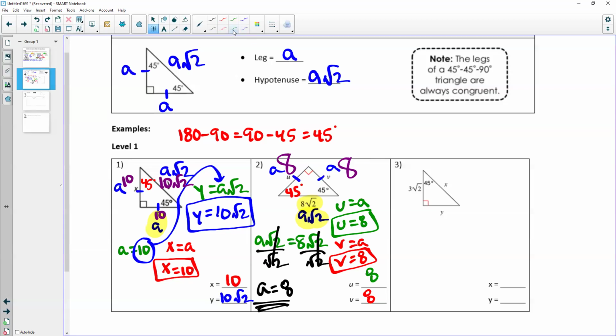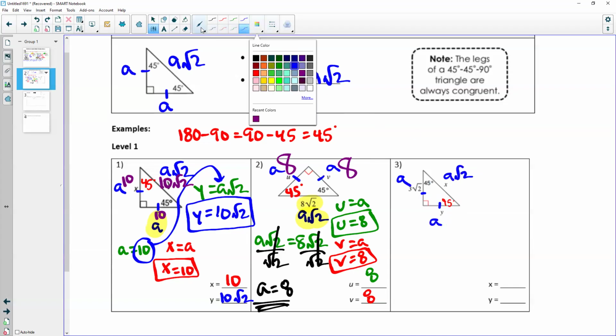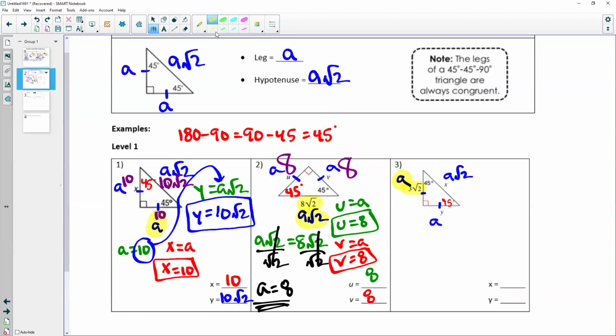Okay, number 3 now, something a little bit different happens. And let's just go through the steps here a little bit faster now, at least the labeling part. So if this is a 90, this is a 45, then this is a 45 degrees. And if we label our sides here, our congruent legs are labeled as A, the hypotenuse is A square root of 2. And in this case, the given side length that they gave us was this one. Our 3 square root of 2 here represents A.